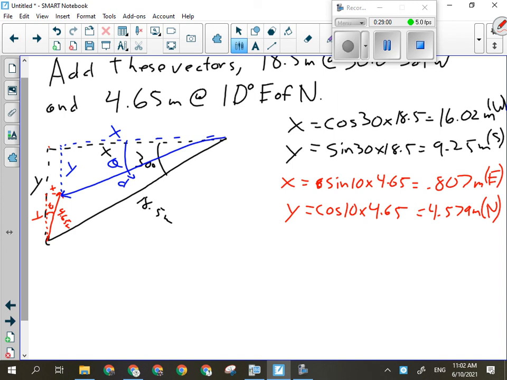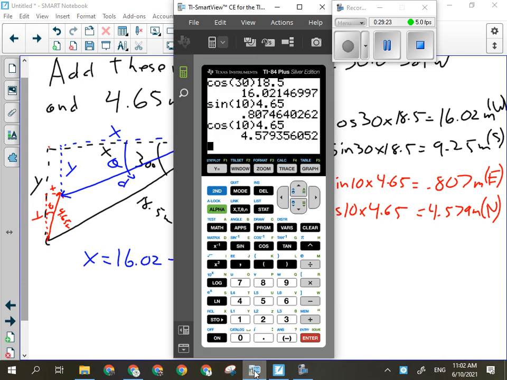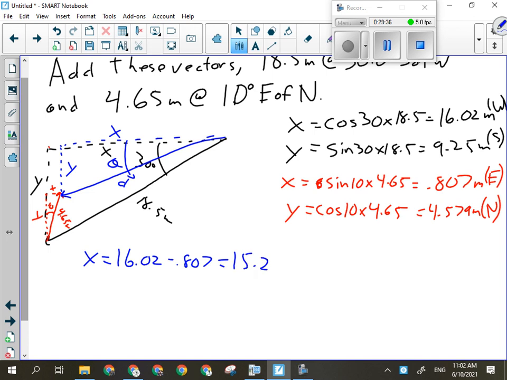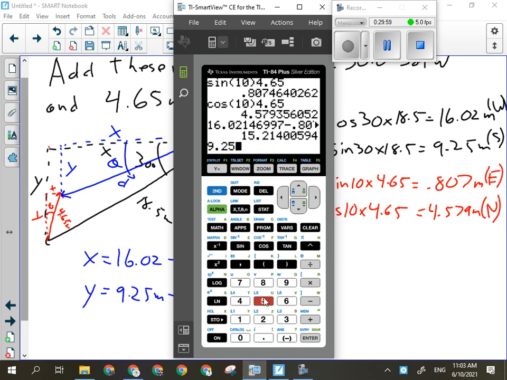All right, so now I've found all the x's and all the y's. Now I've got to take those x's, add them together, and take the y's, add them together, in order to get my resultant's x and y. So blue x is going to be 16.02 meters west minus 0.807 meters east. So 16.02 minus that one is 15.21 meters, and that is west. And then my resultant's y will be 9.25 meters minus my north, which was 4.579. So 4.67 meters south.